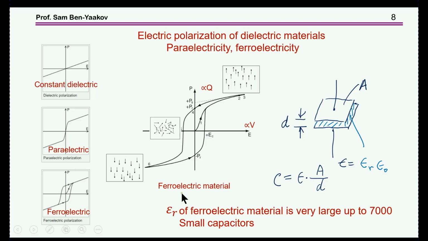Now, we like ferroelectric material because they have a large relative dielectric constant, up to 7,000 times more than air. This means that we can make small capacitors. This is the beauty of ceramic capacitors. Because this dielectric constant is large, and because capacitance is a function of the dielectric constant, the area and the distance, you can make them very, very small. There are some capacitors today that I can't even see. I mean, they are so small, amazing.